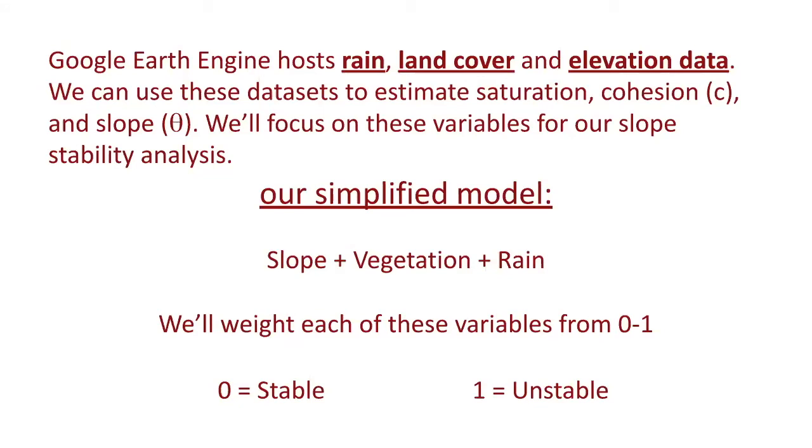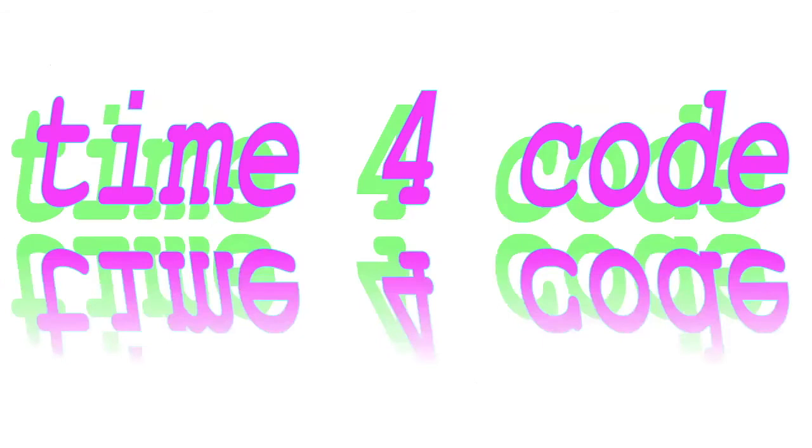So we'll weight all of these variables from 0 to 1. We'll add all of these reclassified variables up, we'll weight them, and that'll give us our slope stability surface. Now we can get into the code.